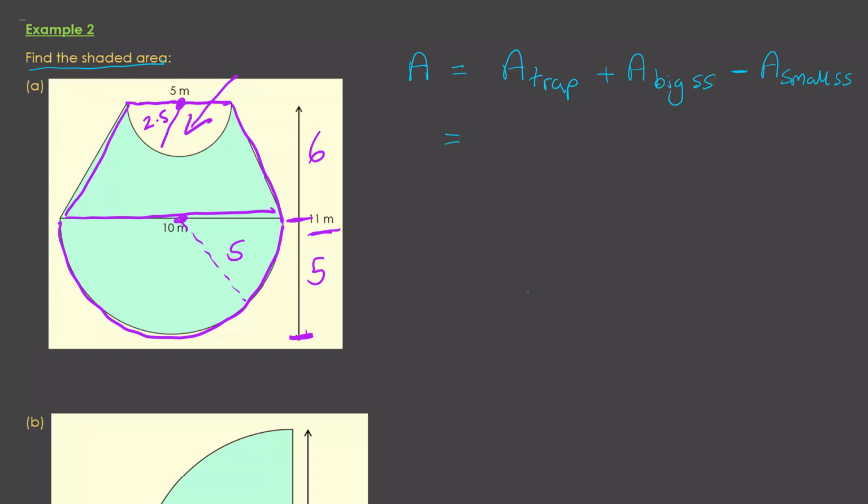So for the trapezium, we add the parallel sides, so 5 plus 10. We multiply that by the distance between them, which we worked out was 6, and we divide by 2. For the big semicircle down here, the radius is 5, so it's pi times 5 squared, and because it's a semicircle, we divide by 2. And then we have to take away the semicircle that's cut out at the top, and that's going to be pi times 2.5 squared, and again it's a semicircle, so divide by 2.